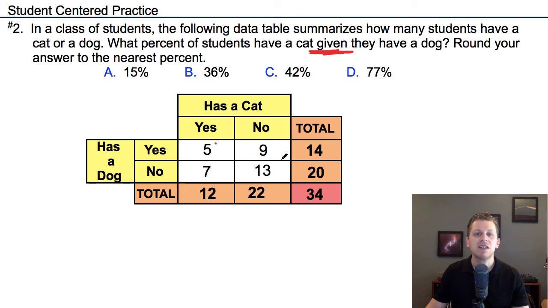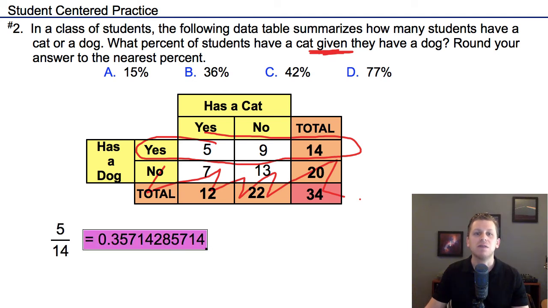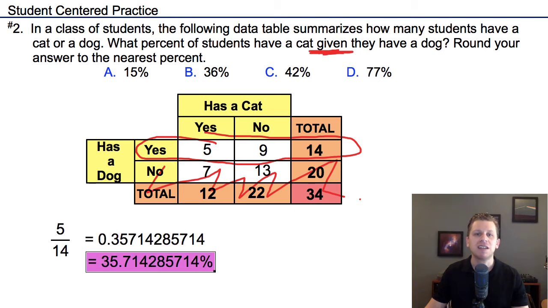These students here said yes, they have a dog, these 14 students. I won't care about this data here for this question. I can see that 14 students have a dog, and given this, 5 of those students have a cat, which makes the exact probability 5 out of 14. Now we just divide to make it a decimal, multiply by 100 to make it a percent, and rounding here, I can see that 36% of students have a cat given that they have a dog.